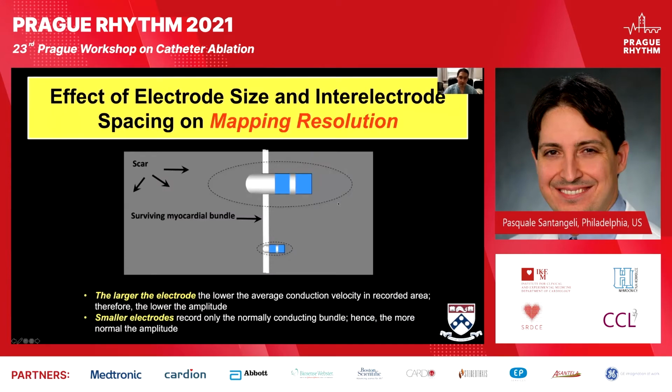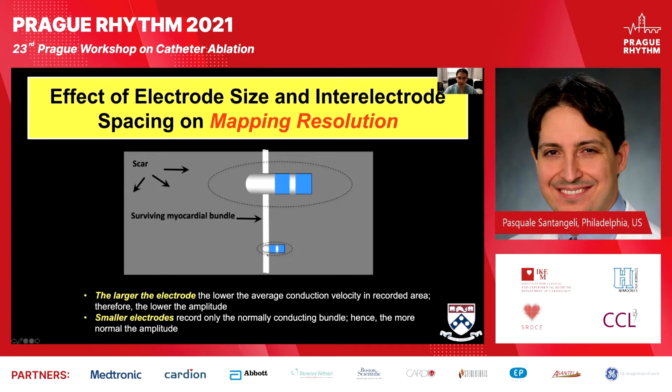Now, the conduction velocity is a major determinant of voltage. And if you directly compare the standard linear mapping catheter and ablation catheter, which is typically a 3.5 millimeter tip electrode, these are significantly larger than the electrodes mounted on multipolar catheters. If a standard ablation catheter is deployed in an area of scar with a surviving myocardial bundle, a larger area will be recorded simultaneously with an overall smaller conduction velocity.